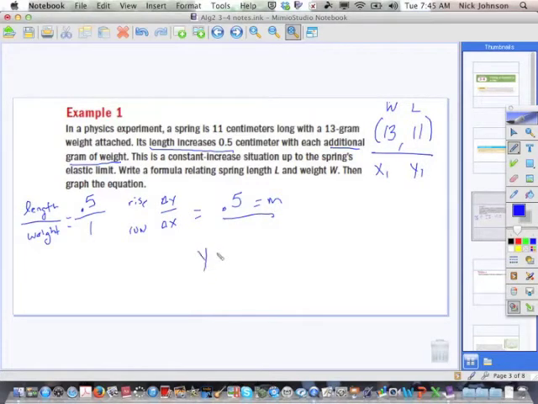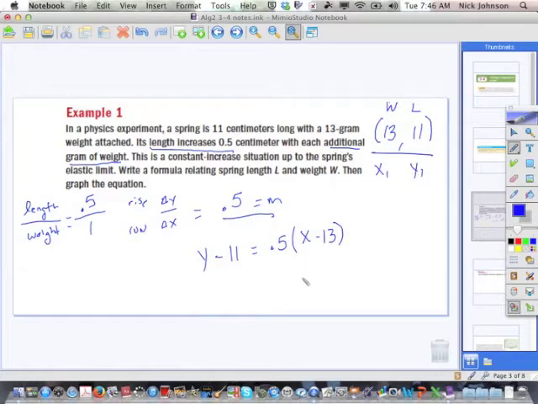So y minus y1 is 11 equals my slope, which is 0.5, times the quantity x minus x sub 1, which x sub 1 is 13. So there's my equation.